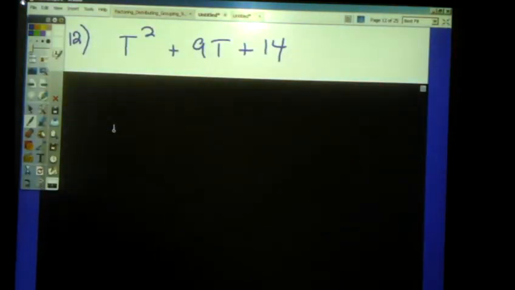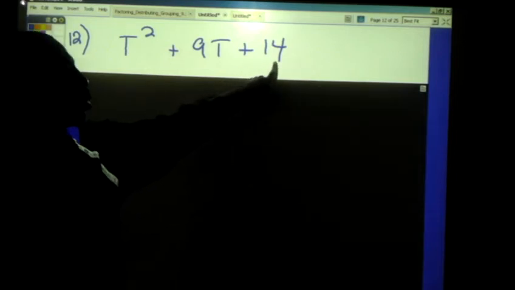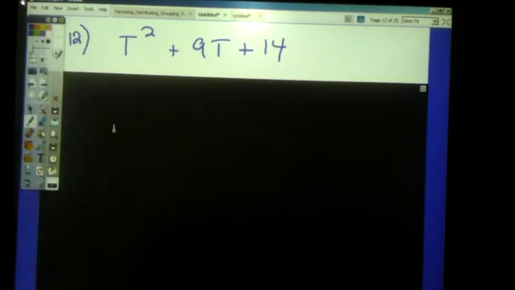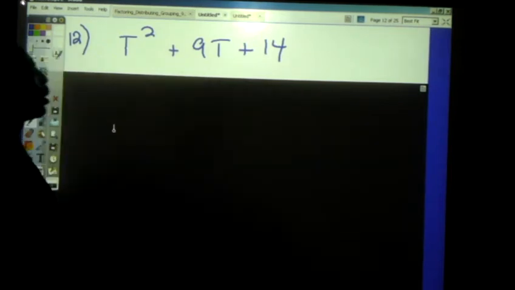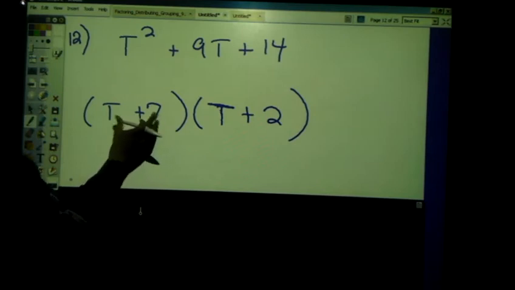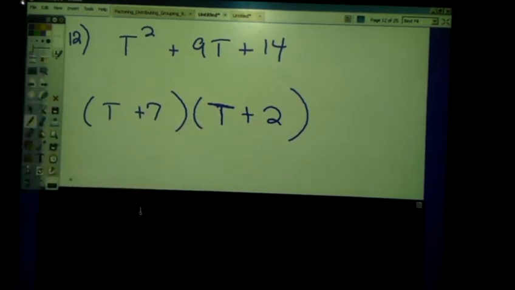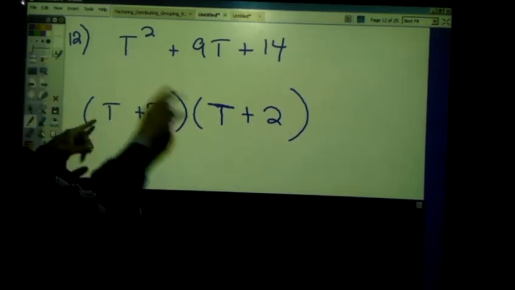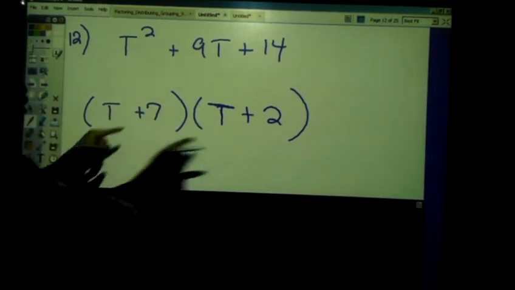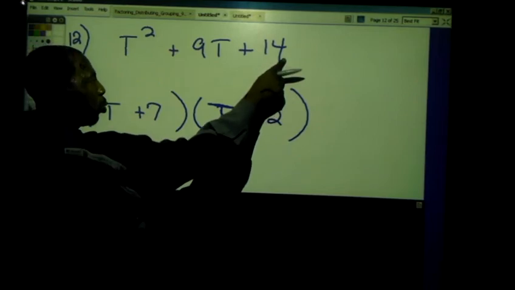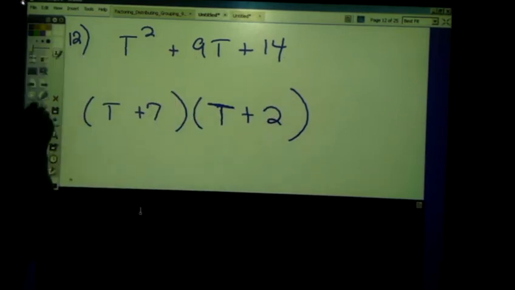Now for these, this is where we did the big X. In other words, you find two numbers that multiply to equal 14 and add to equal 9. 7 times 2 is 14. 7 plus 2 is 9. So my answers are t plus 7 times t plus 2. The first numbers in the parentheses are going to be the two letters that multiply to equal this. And then the last two numbers will be two numbers that multiply to equal 14 and add to equal 9.